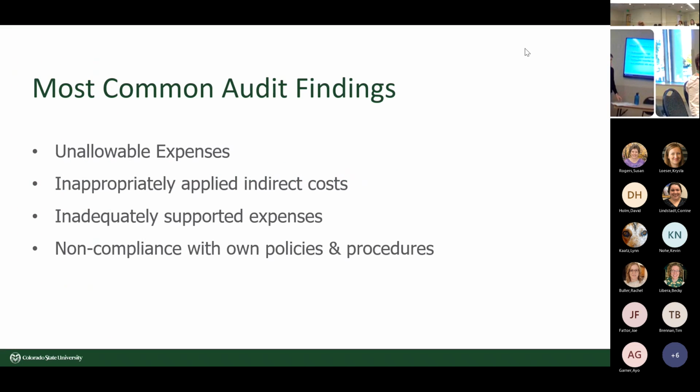Next slide, please. Based on some audit findings and the research administration community, the most common audit findings are unallowable expenses; inappropriately applied indirect, so the indirect not being the right rate, or being charged when it shouldn't be charged; inadequately supported expenses, so no backup documentation, nothing to explain why this expense should even be on the project; and non-compliance with our own policies or procedures. Those are the big common findings.